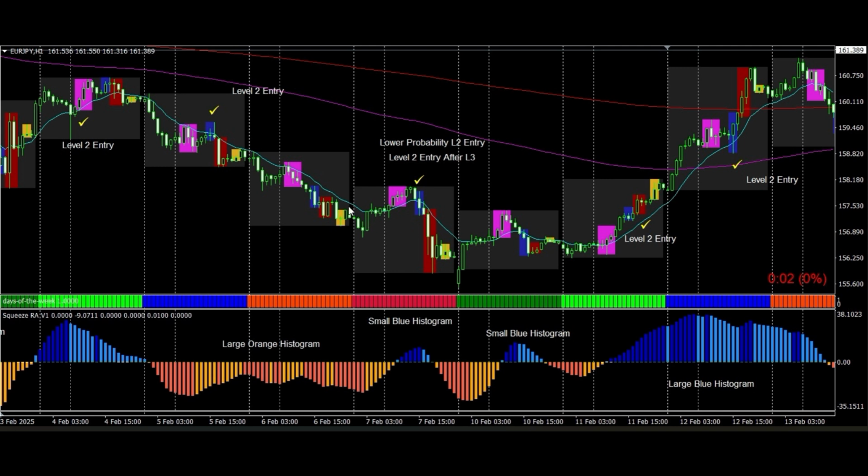And of course, this happened during the New York session. So what can give you confidence that this is going to move to the downside? We have this large orange histogram. We have a small blue histogram happening here. And you probably want to enter once price crosses this 5 EMA. And you see you get a small retracement back in during the beginning of the 9:30 hour.